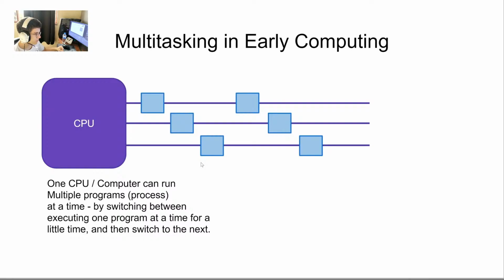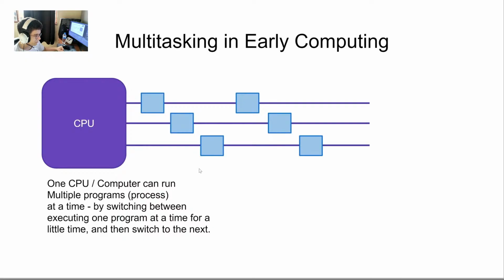To solve this problem, multitasking was invented, and multitasking basically means that now the computers can run more than one application at the same time. But since the CPU can only execute one program at a time, the CPU or the computer solves this problem by executing one application for a little bit of time, then switching to another application and executing that for a little bit of time, then switching to another application and executing that for a little bit of time, then switching back to the first one and repeating.